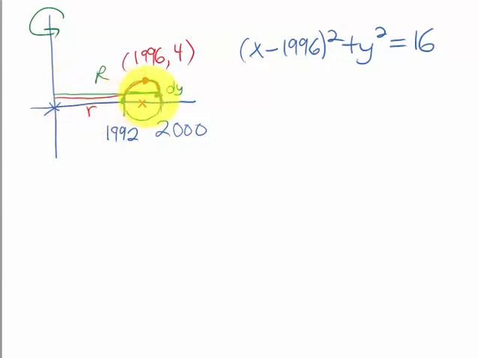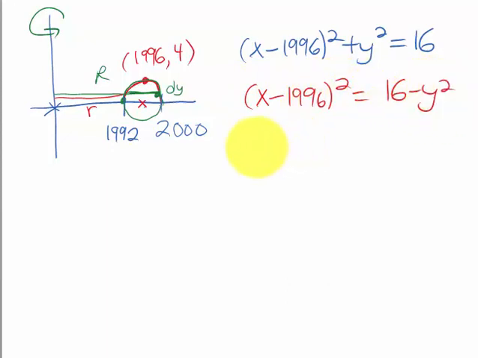So this is just an x value out to this piece of the circle, and this is an x value out to this piece. So what we need to do is express x in terms of y, so we're going to do that with our equation of our circle. So let's go ahead and solve this for x. The first thing I'm going to do is move the y squared over, and then to solve it for x, I'm going to square root both sides, not forgetting the plus or minus, and I'm going to move the 1996 over.